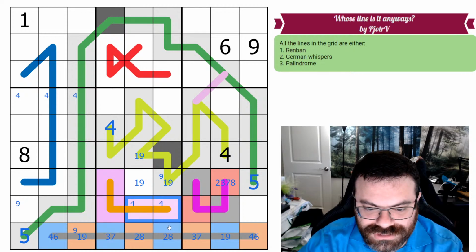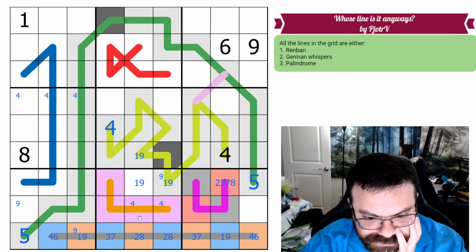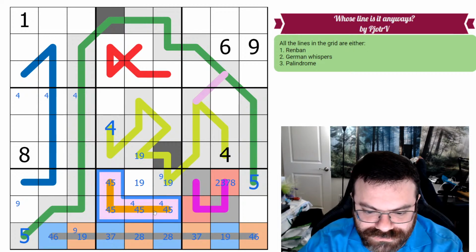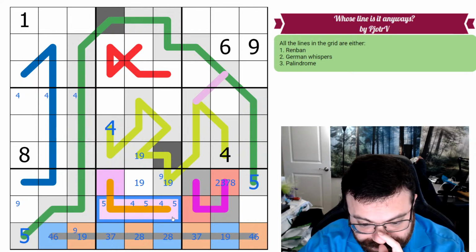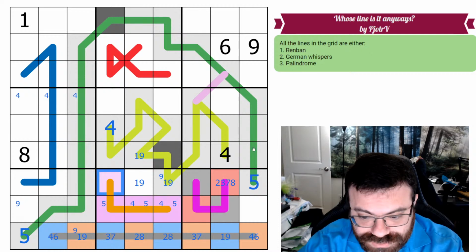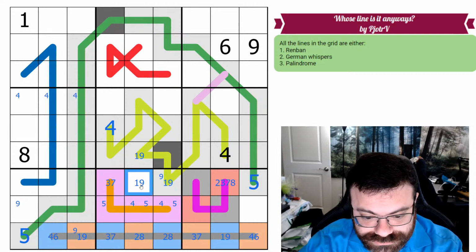There's a 4 on this line, which is Renban. So this line has 4 and 5 for sure. What else does it have? It could have, so it's either 3, 4, 5, 6 or 4, 5, 6, 7. So this is a 3 or a 7.